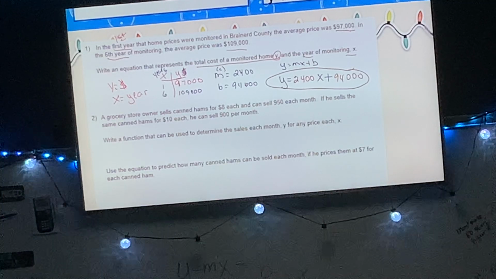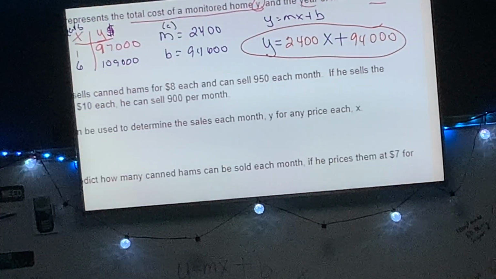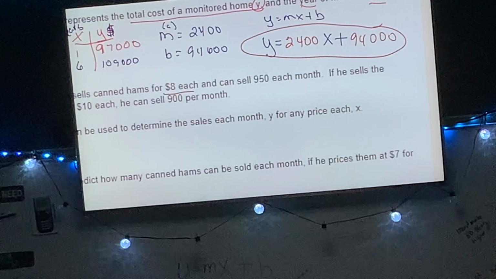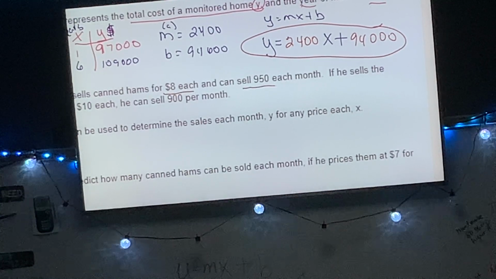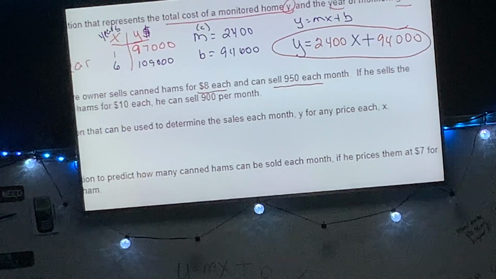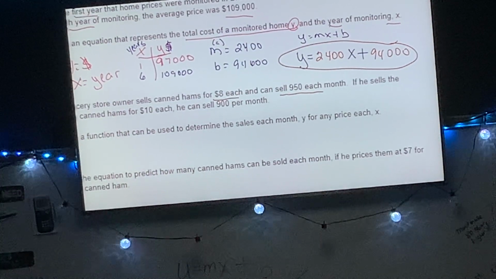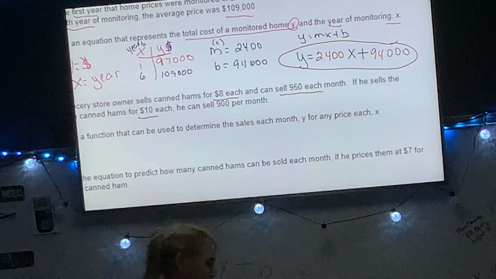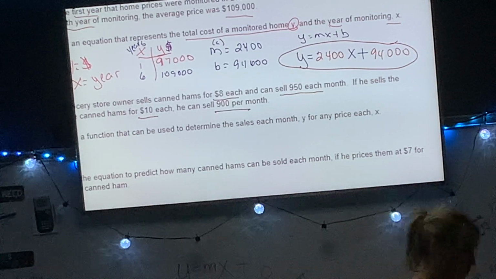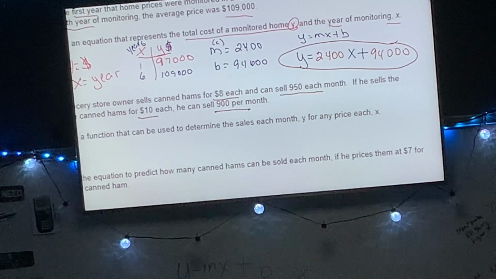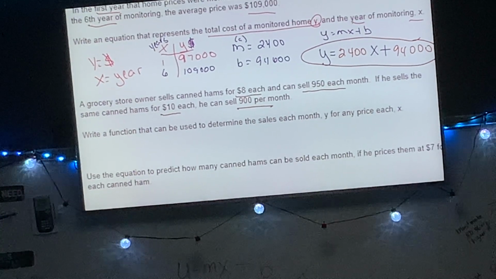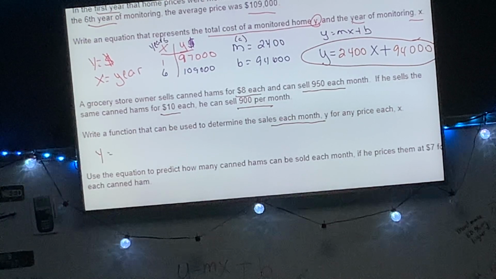So we have a grocery store owner that sells canned hams for $8 each. So that's for one. For sale for $9.50, he sells 950 each month. If he sold canned hams for $10 each, he could sell 900 per month. And it says, determine the sales each month, Y. So Y is my sales.